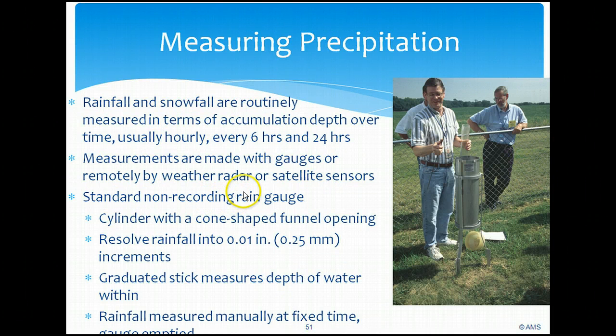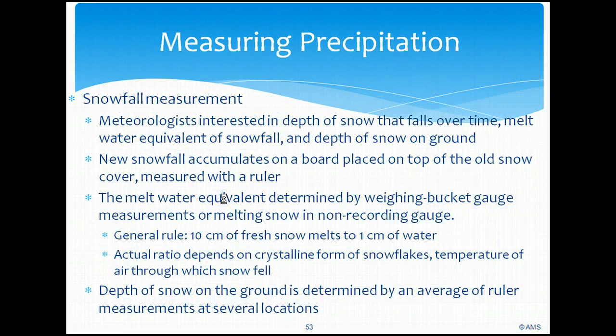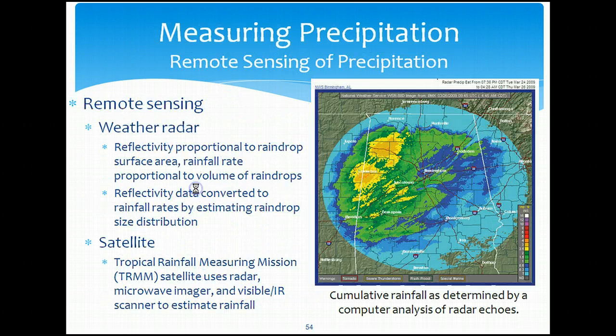In terms of measuring precipitation, rainfall and snowfall are routinely measured in terms of depth of accumulation over a specified interval, usually hourly and every 6 and 24 hours. Measurements are made directly by collecting a volume of rain or snow in a gauge. The next several slides give you some indication about what that gauge looks like and some of the specifics regarding measuring precipitation.